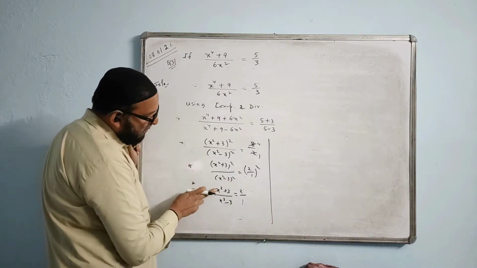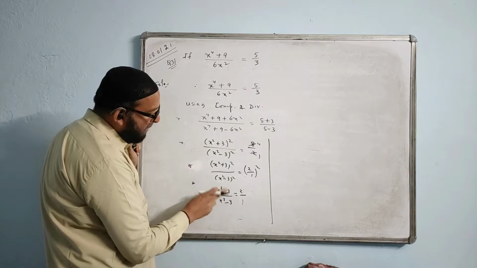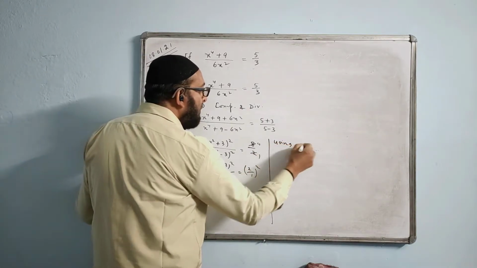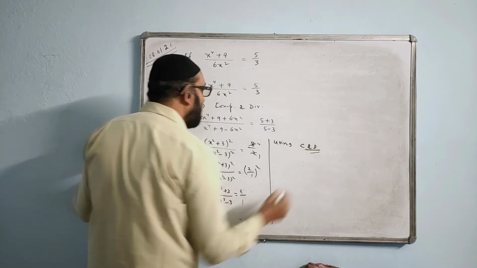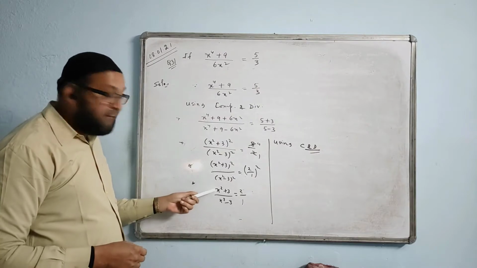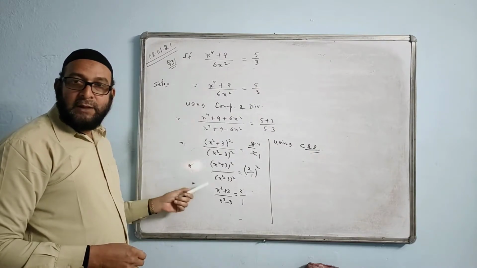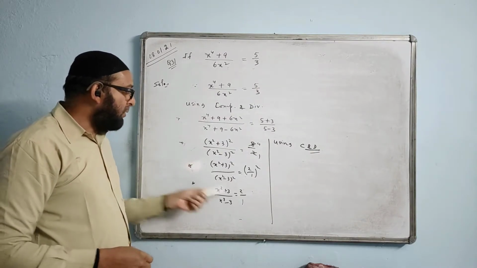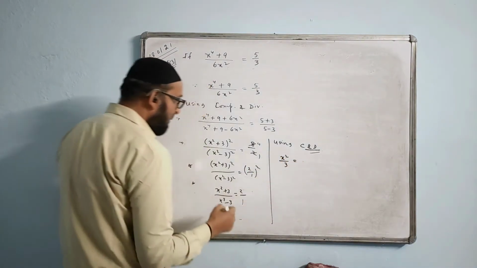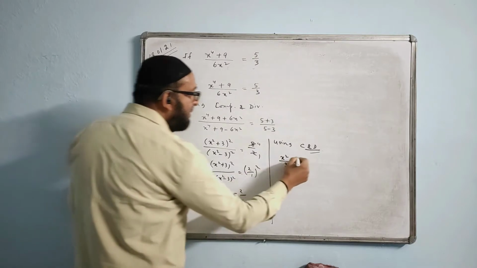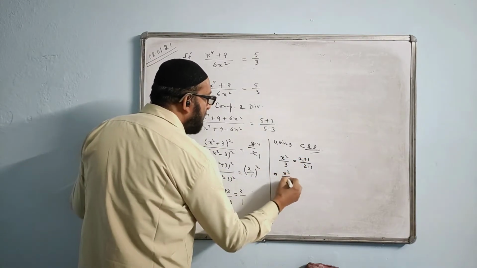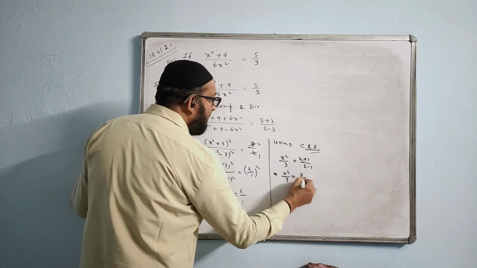We see again the same thing with the plus sign and minus sign. Once again we apply componendo and dividendo, C and D. If we apply what is already applied, this side only will simplify. We write first upon the second. Here we write x square by 3, and on this side we get 2 plus 1 by 2 minus 1. Now find the answer. X square by 3, 2 plus 1 is 3 by 1.